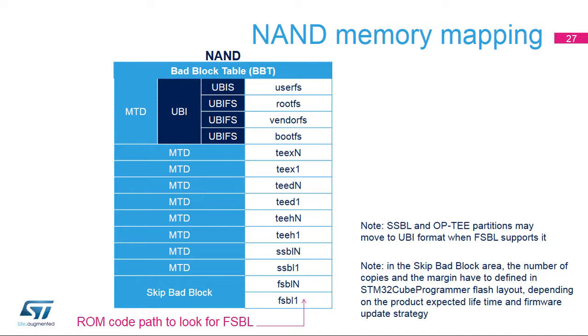The ROM code uses the skip bad block strategy to look for a valid FSBL instance starting from the offset 0 in the NAND flash. SSBL and TEE partitions are stored in multiple copies inside independent MTD volumes. BootFS, RootFS, and UserFS are defined as UBIFS partitions inside a common MTD volume.